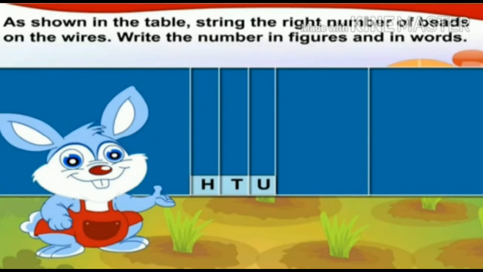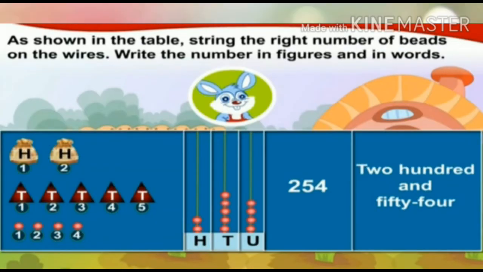As shown in the table, string the right number of beads on the wires. Write the number in figures and words. Now, let us see the first picture. To begin, let us count the hundreds. There are 1 and 2 hundreds. Now, let us see the tens. 1, 2, 3, 4, 5 tens. And how many stray beads? 1, 2, 3, 4, which means 4 ones.